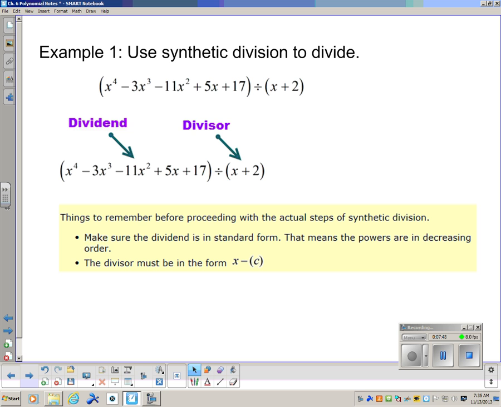So things to remember, you have to make sure it's in standard form. So look at your powers of x here. It goes x to the fourth, x to the third, x to the second, x to the first, and then just your constant term. So you have to have it in that form.